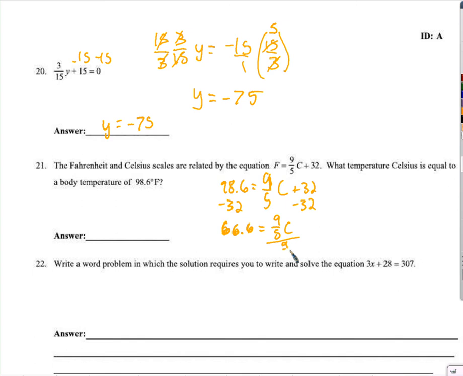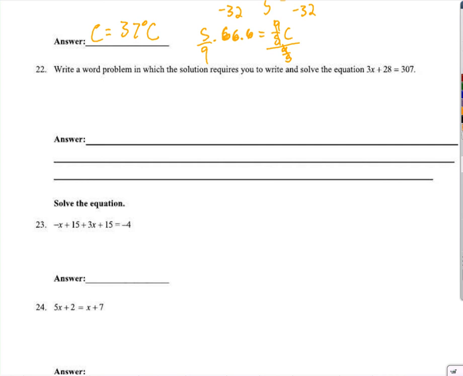Maybe you're thinking I'll divide by 9/5. Well, certainly that does do exactly what you want it to do. And to make it easier on this side, when you divide by 9/5, it's easier to multiply by the reciprocal, so we'll multiply by 5/9. Okay, so what do we get when we multiply 5/9 times 66.6? Because that's all that's left, and then we'll have C all by itself. That comes out to 37 degrees Celsius. Okay.